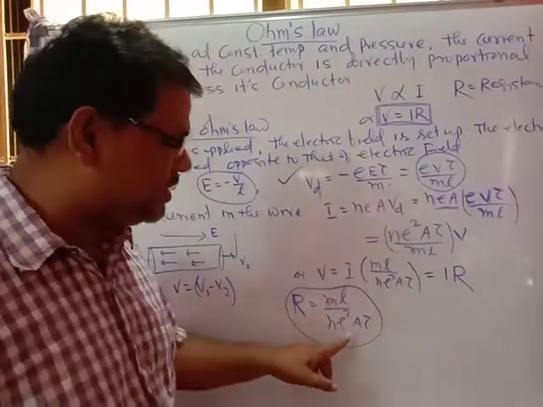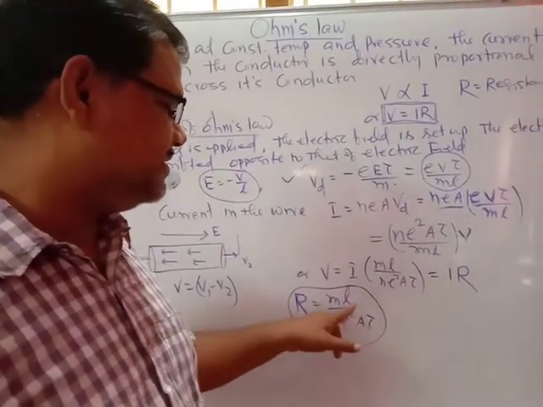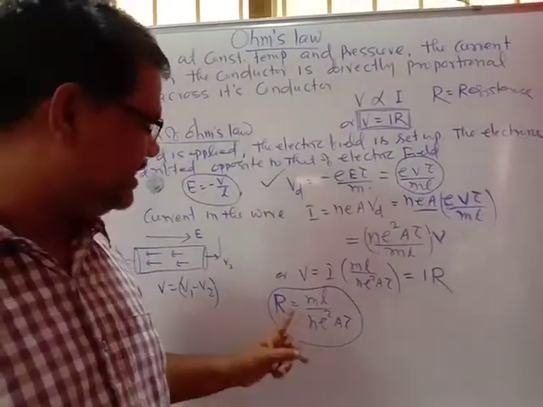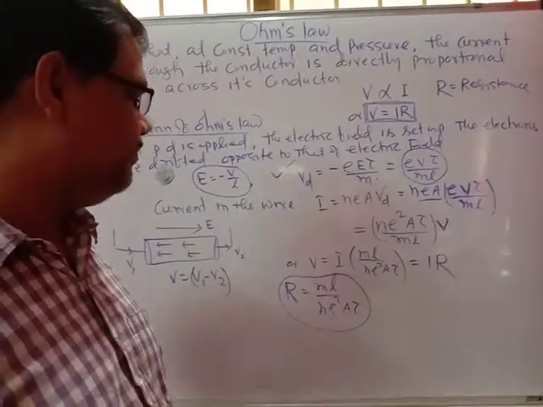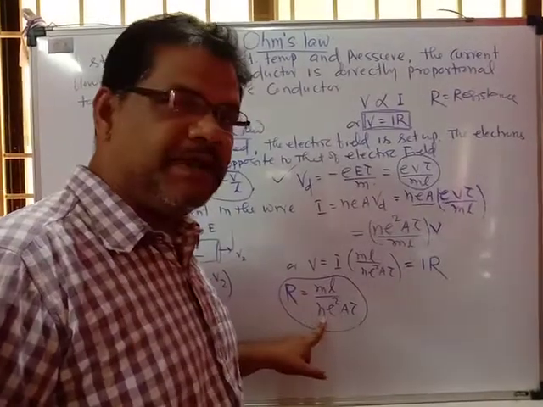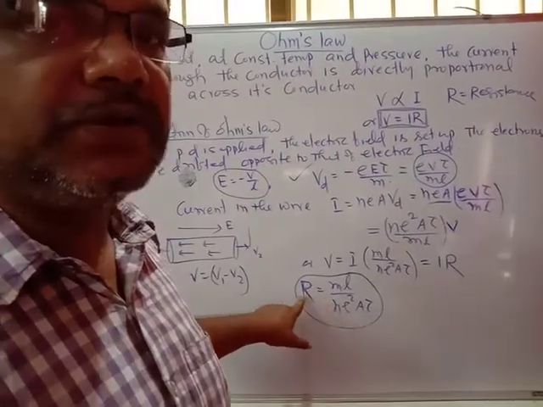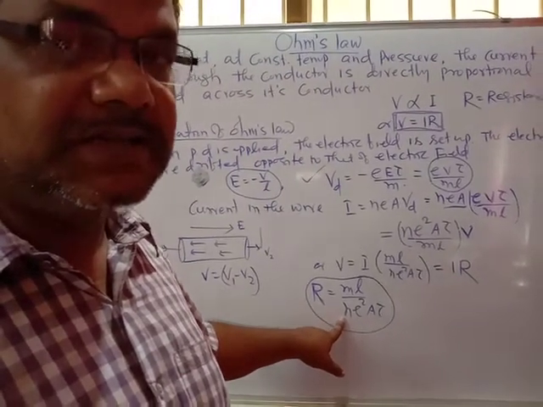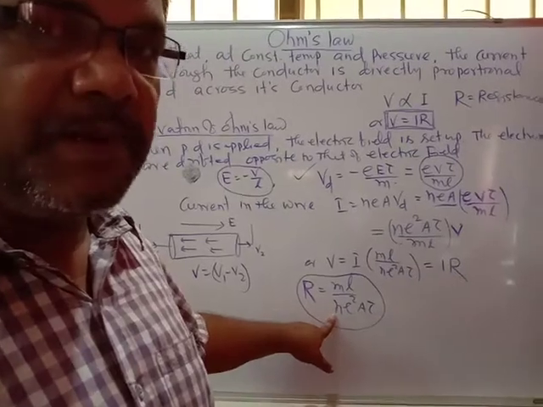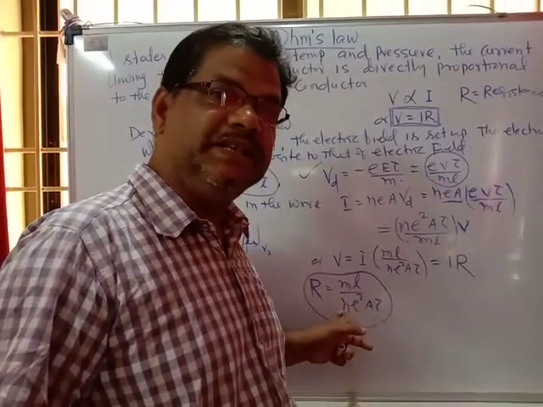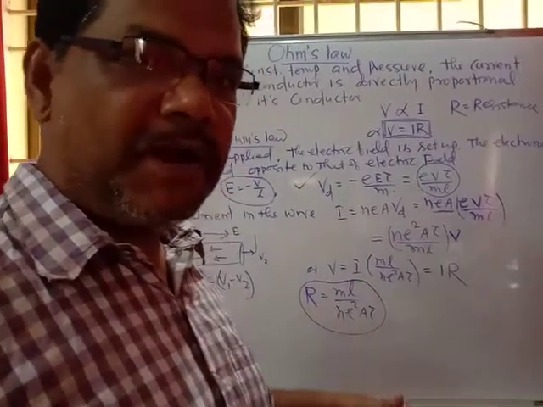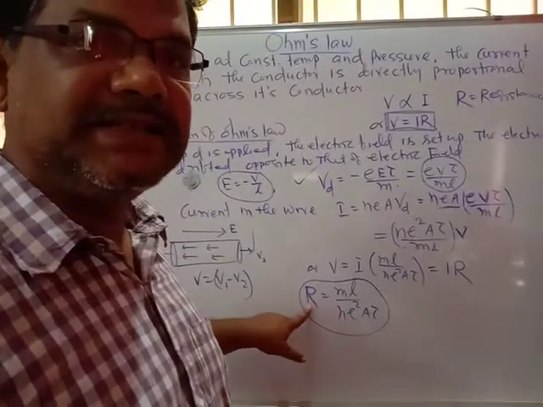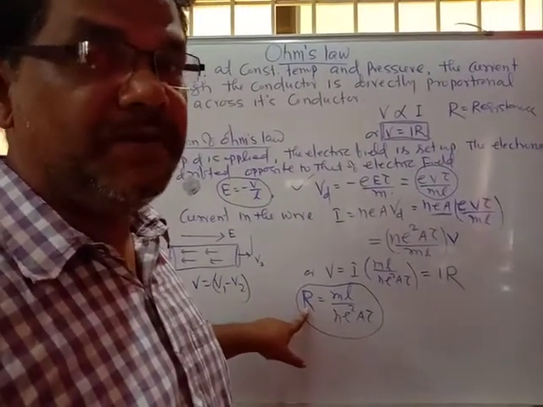From this expression, the resistance depends on L, directly proportional. If the length of the conductor is increased, the resistance also will be increased. For the number density n, the more the number density, the less the resistance. Particularly for conductors like copper and iron, the number density of free electrons for copper is more than that of iron. The more free electrons means more number density, so the resistance will be less, which means the current obstruction will be less.